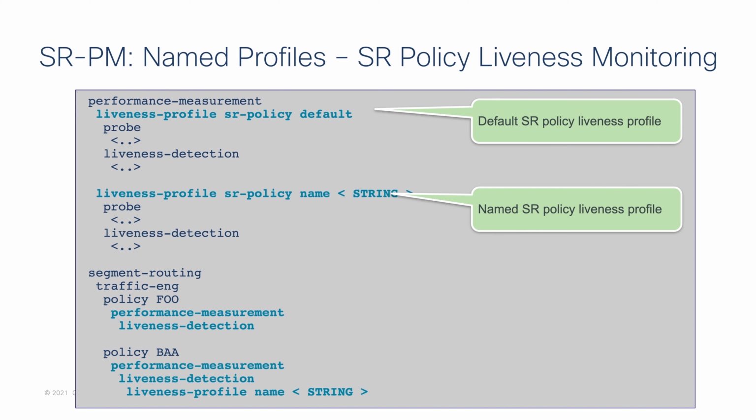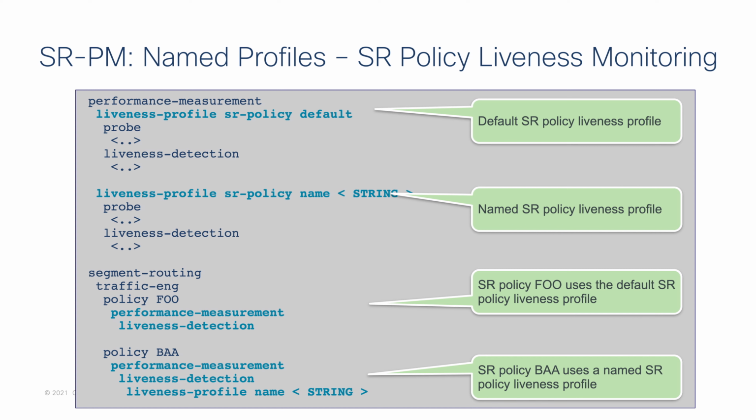Lastly, we have a name profile for liveness monitoring under an SR policy. So we have a default SR policy liveness profile, or we have a named SR policy liveness profile. And like before, we could apply a liveness profile underneath the policy or not. If we don't, then we will apply the parameters under the default SR policy liveness profile. That will be for policy foo. Or if one is applied, like in policy bar, then the name profile configuration will apply to it.